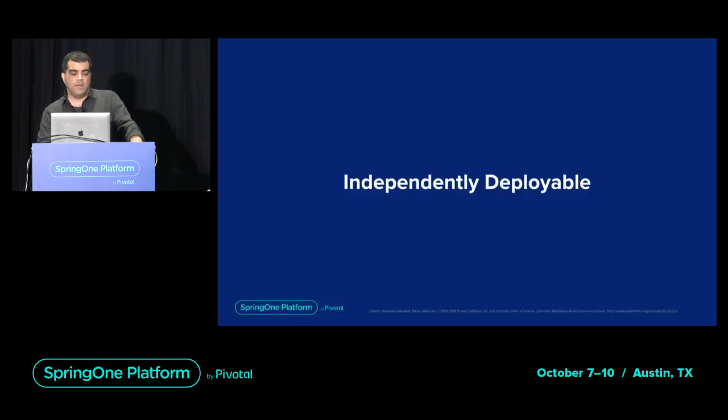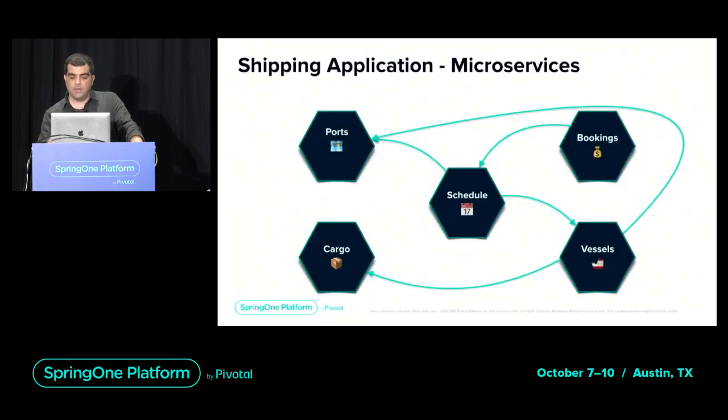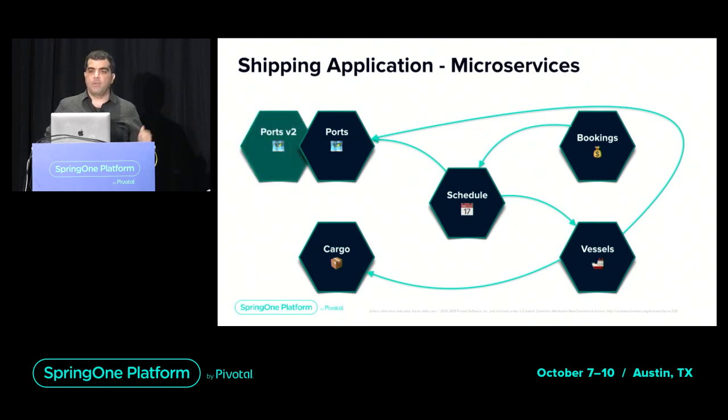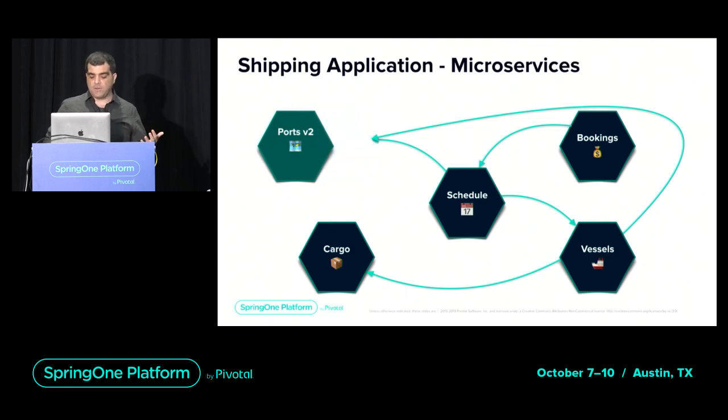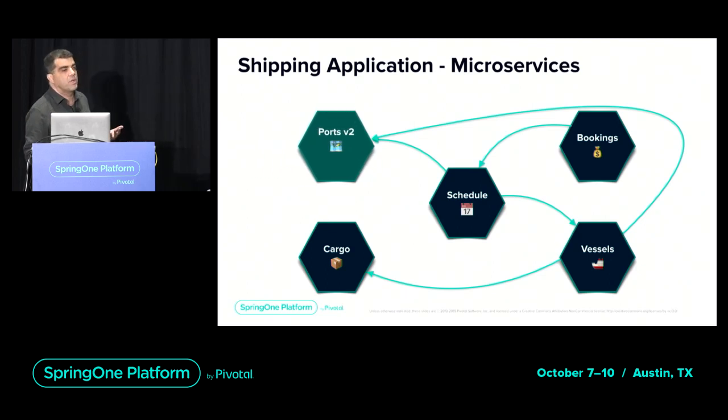And number three is independently deployable components, right? So that's pretty clear to many of us in this room. If you have a change request in a particular microservice, like the ports microservice, and you want to scale that out specifically, you can implement a V2 of the microservice and replace that without touching any one of the other components in your architecture. So that's a smaller production rollout, which is always a good thing. So that's pretty much it at a very high level.